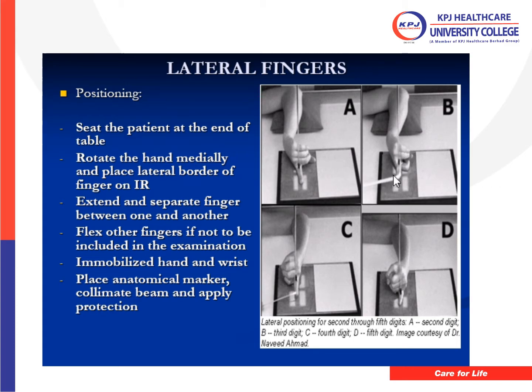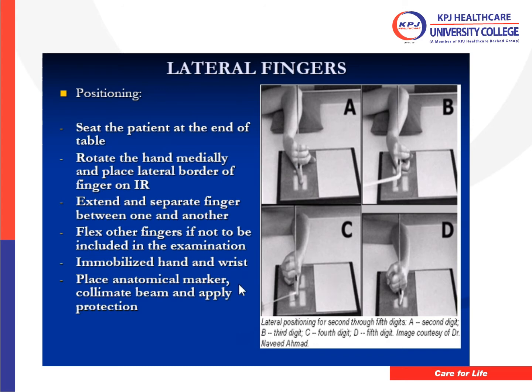This one is the middle, then third digits, fourth digits, and the fifth digits. The other way around is for the comfort of the patient, easier for the patient to position the anatomy to be radiographed. So you flex the other fingers to avoid superimposition.